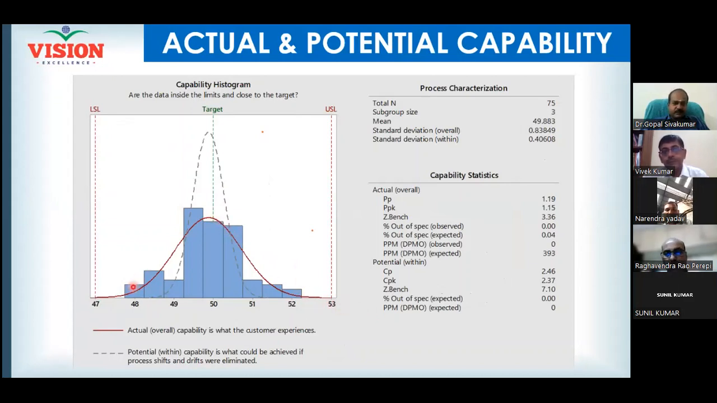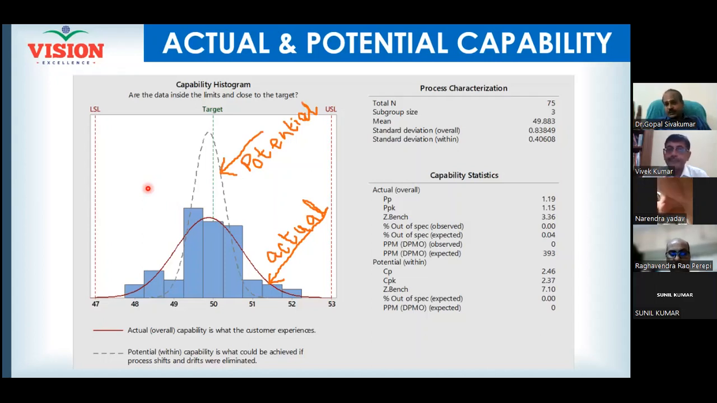Yes, that is visible here, not here. And this is the case we discussed. You see here, Cpk 2.46, 2.37, Ppk 1.19, 1.15. This is generated from Minitab, and we just cross-verified it with the manual calculation. So similarly, this is the actual and this is potential.